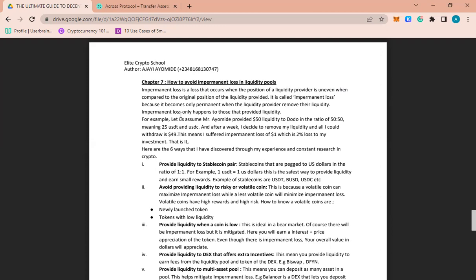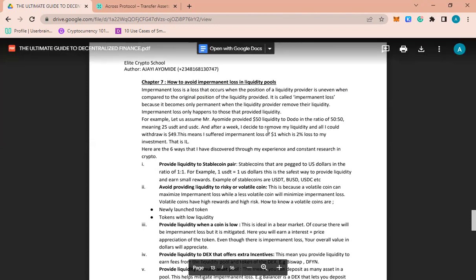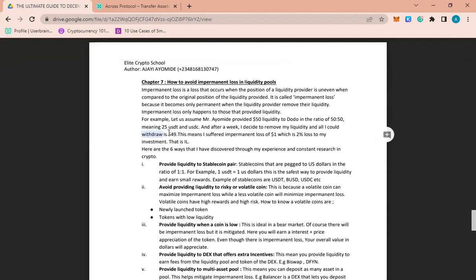So let's assume Mr. Omide provided liquidity to Dodo in the ratio of 50-50, that is 25 USDT and 25 USDC. You understand? Then I decided to remove my liquidity and all I could find next is $49. That means I've suffered impermanent loss of $1, which is equivalent to 2% of my investment. Another name, or abbreviation, for impermanent loss is IL.